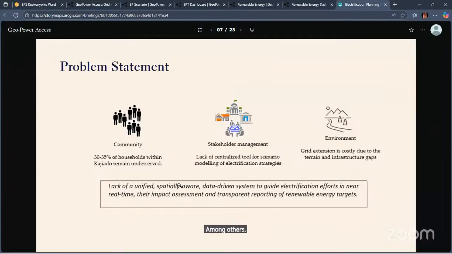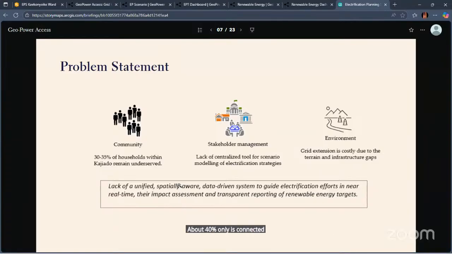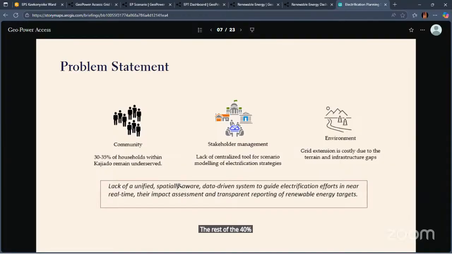So the major problem with the electrification planning efforts nationwide is that there is a difficulty in determining which communities are underserved and which communities are connected to the existing electric grid. You find that in Kajiado, about 40% only is connected to the electric grid, 20% majorly rely on renewable energy, whereas the rest of the 40% remain underserved.